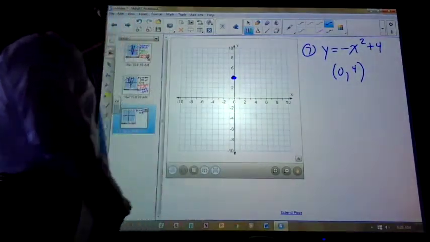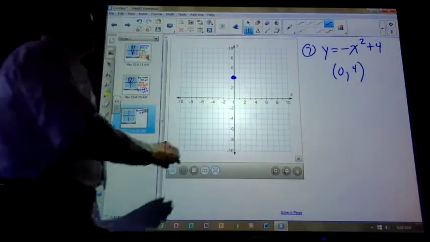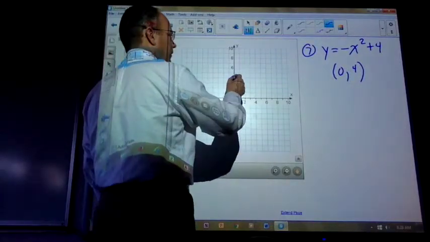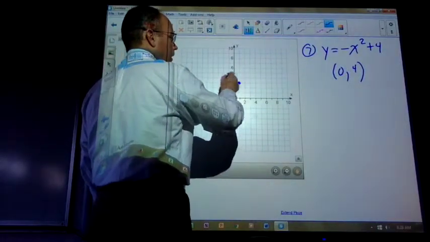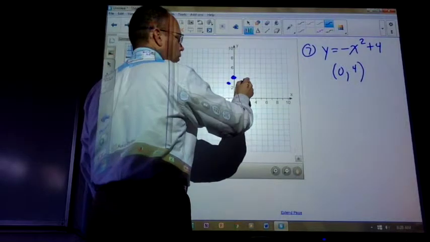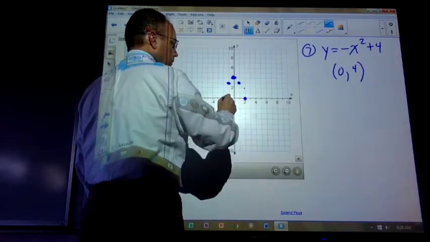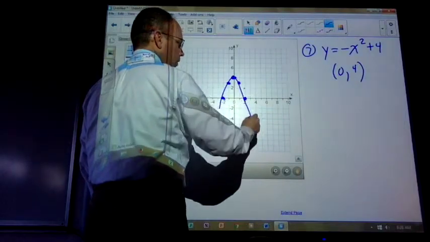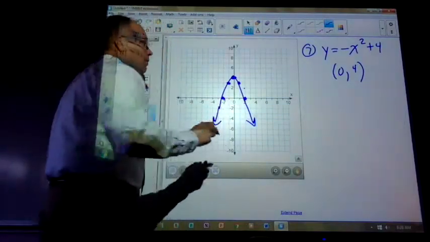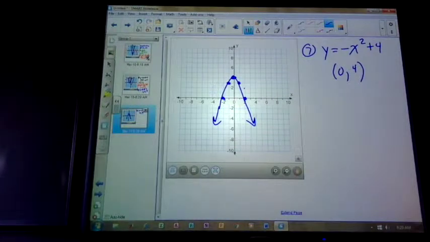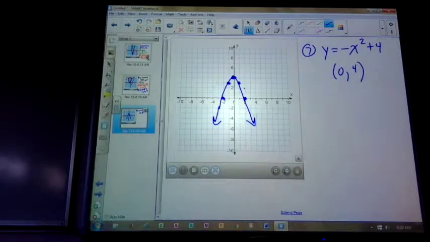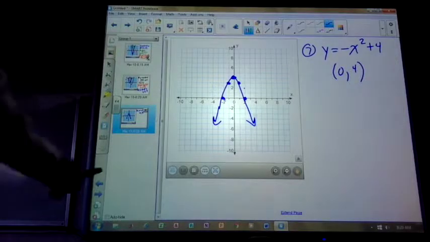Does it open up or down? Down. And it grows at a rate of negative 1, negative 3, negative 5. So right 1, down 1. Left 1, down 1. Right 2, down 3. Sweet. That should be enough. My axis of symmetry is x equals 0. It's the x component of the vertex every time. My vertex is 0, 4. Where does it cross the y-axis? Also at 0, 4.